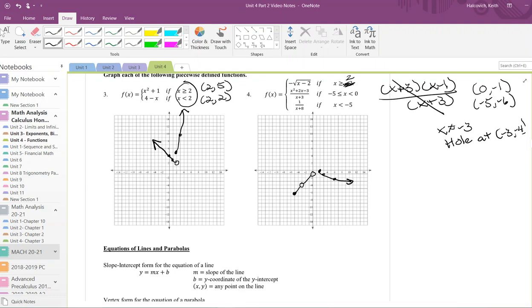Now for the last part, that's a fraction. Remember, if you put negative 5 in, you get positive 1/3. However, one other thing you know is that x cannot equal negative 8 there. And at negative 8, you're going to have a vertical asymptote.